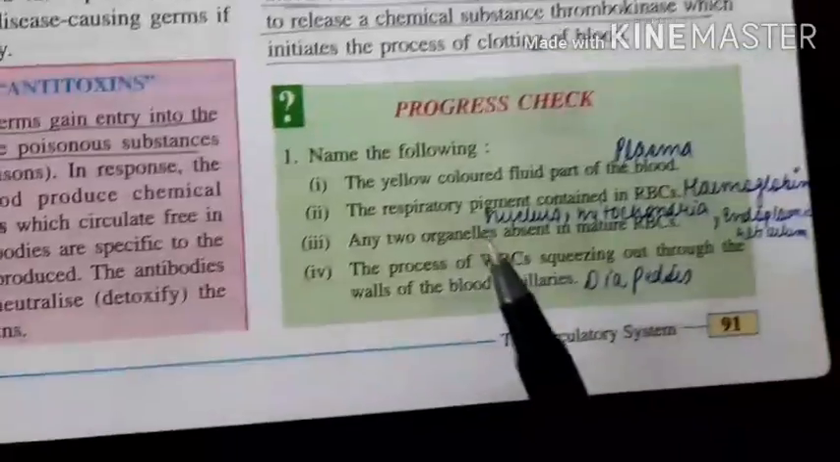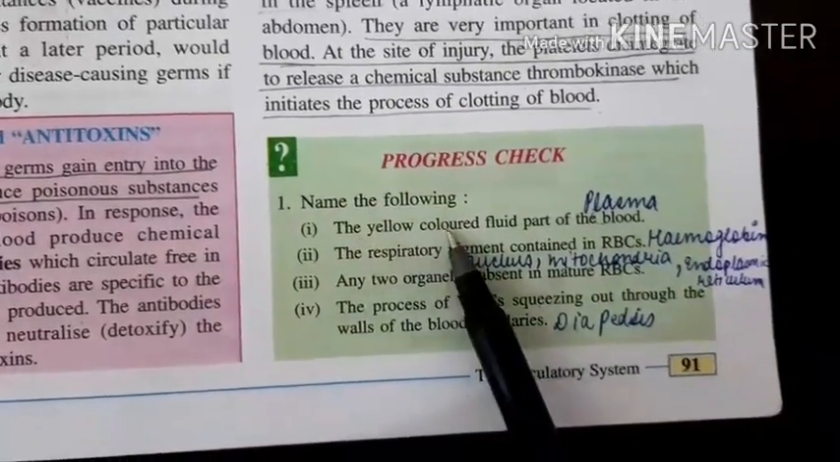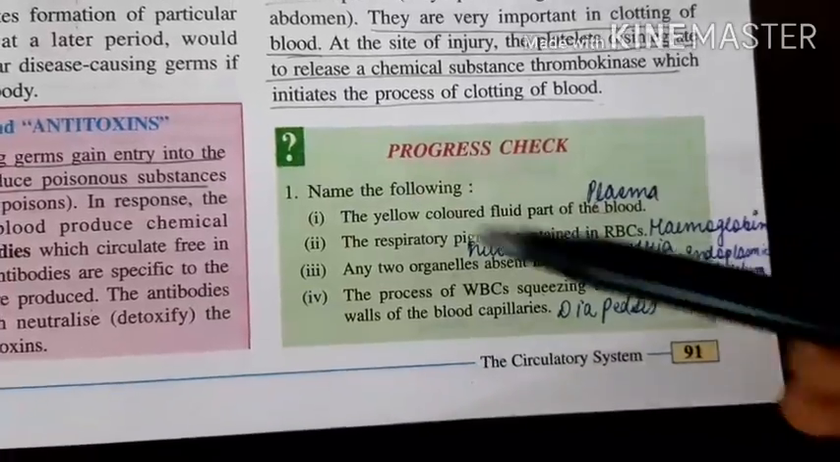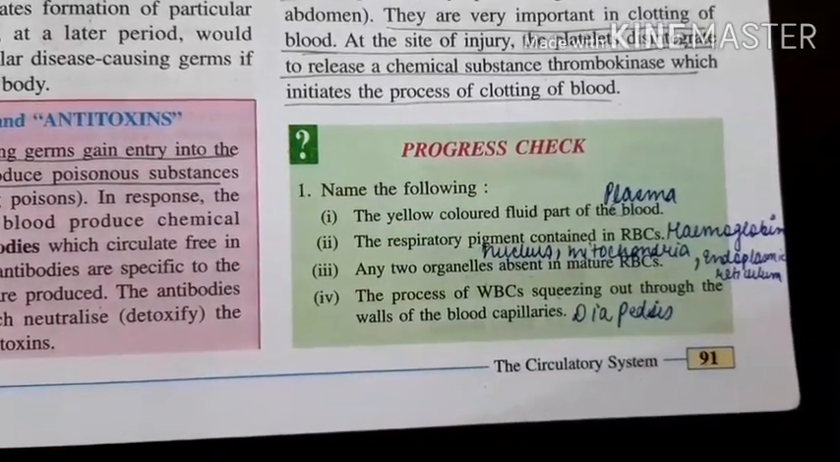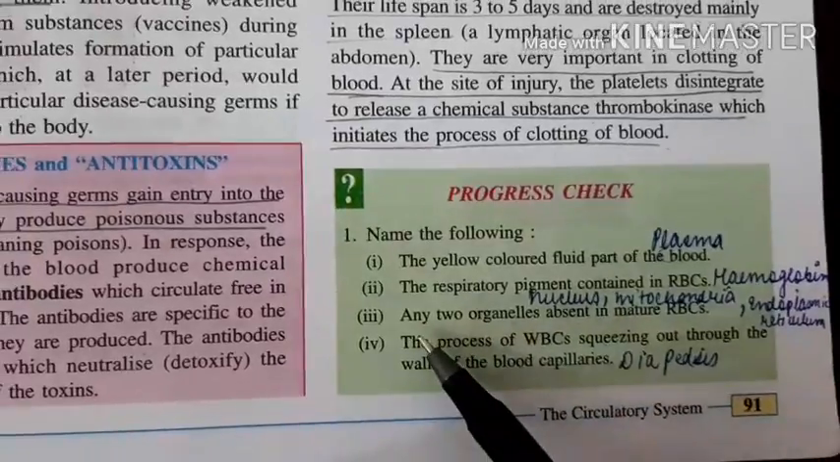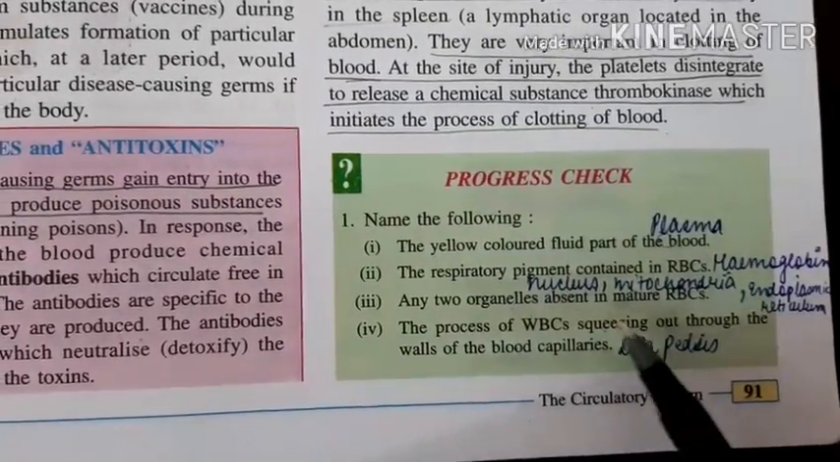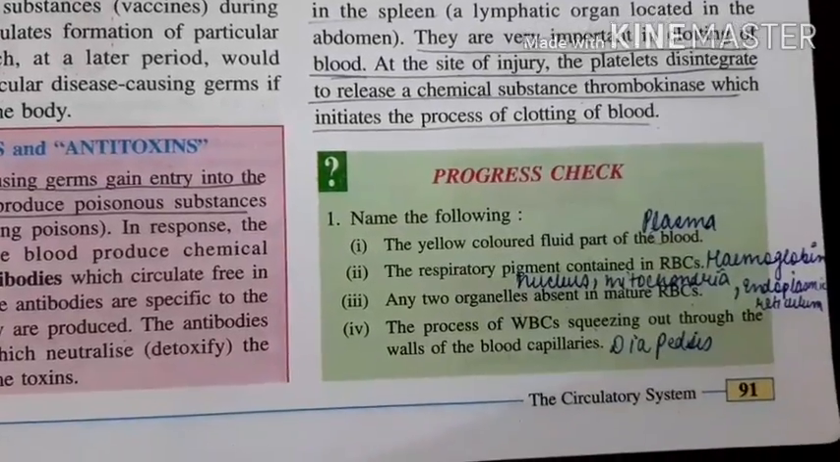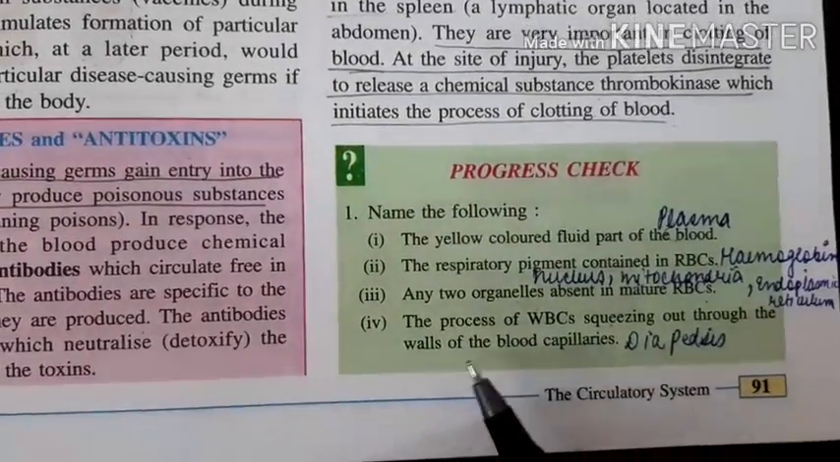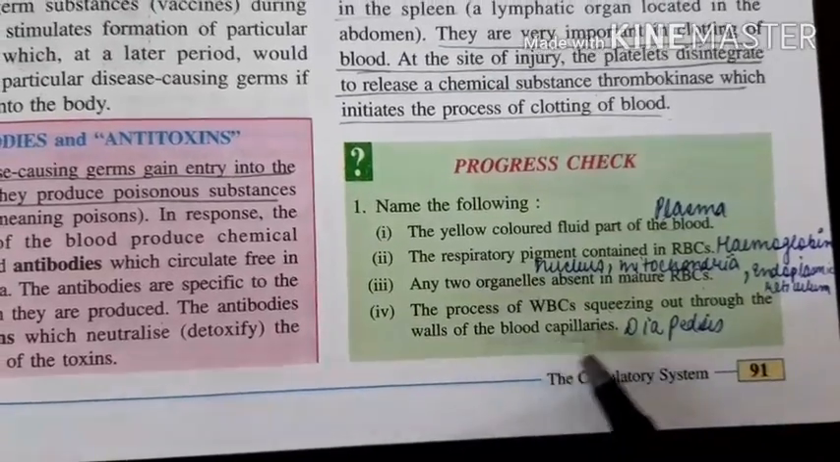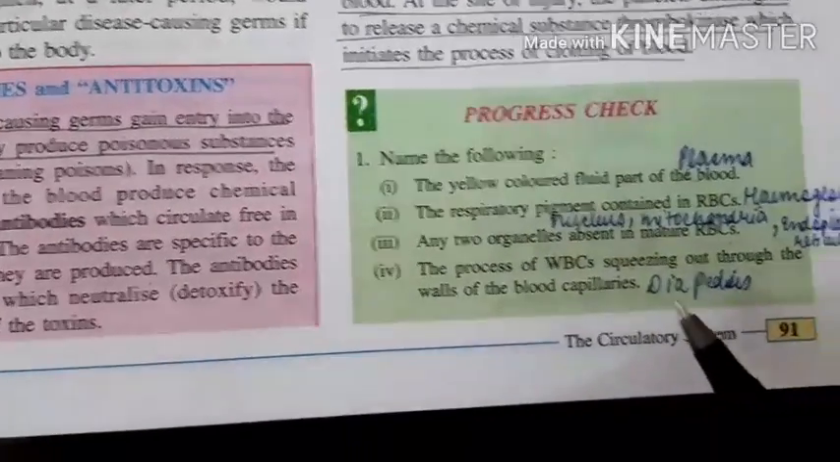Next is your progress check. Here you can see the yellow colored fluid part of blood, that is called plasma. Respiratory pigment in RBCs, already we have studied, hemoglobin. Any two organelles absent in mature RBCs: nucleus, mitochondria, endoplasmic reticulum, any two you can write. The process of WBCs squeezing out through the walls of blood capillaries is called diapedesis.